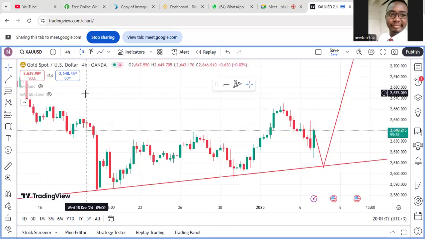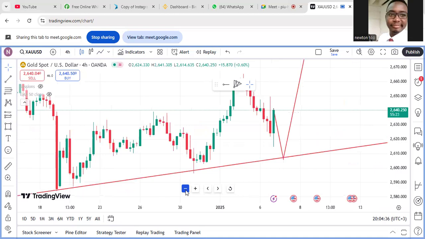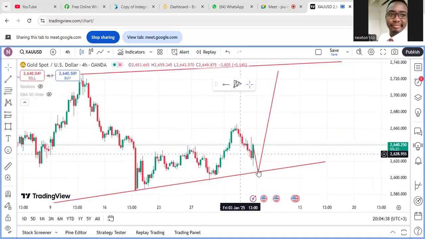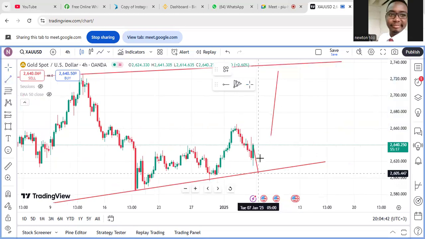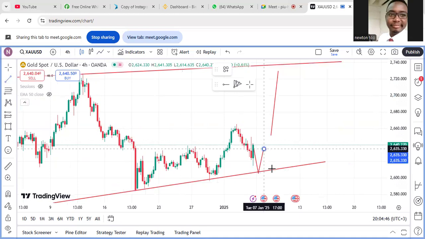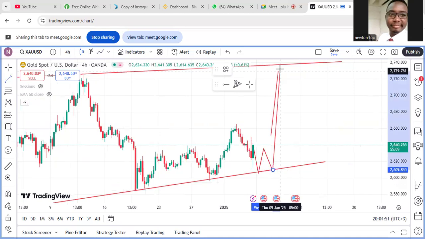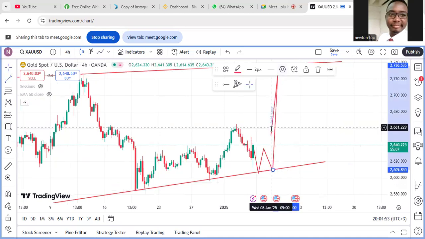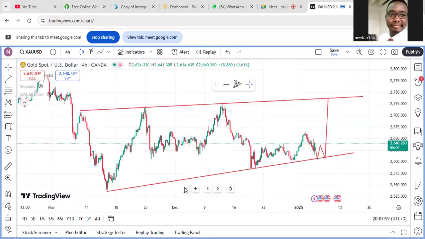So here, can I expect something like this? Expect something like this, or maybe something like this. Let me show you something. Can I expect something like this? Then boom, uptrend. Something like this. So this one's for gold.